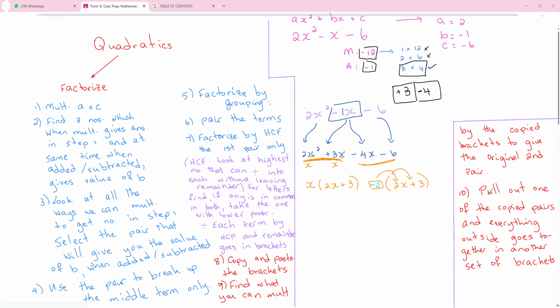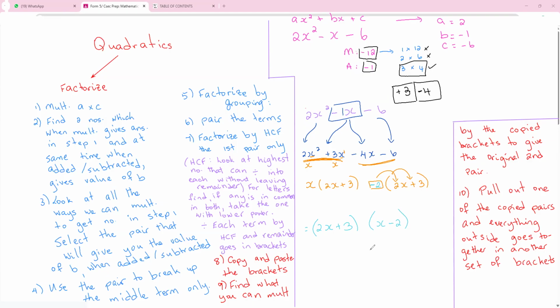Last step. Pull out one of the duplicated pairs or one of the copied pairs. So remember, I have 2x plus 3 copied. I'm only going to pull out one copy. And then everything that is not inside goes together in another pair of brackets. So x is outside, -2 is outside. So we're going to put it together in another pair.